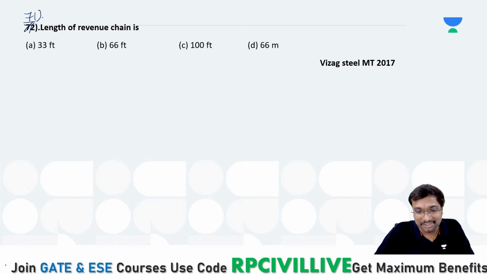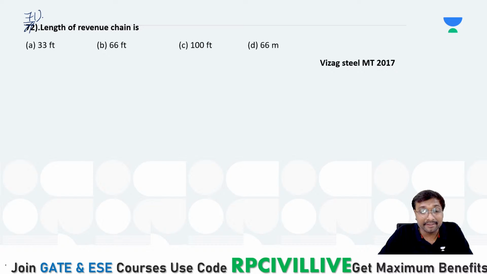Revenue chain. Which one is the revenue chain, all of you? What is the length of the Gunter's chain and what is the length of the revenue chain, if you just observe? A for Gunter's chain and B for revenue chain. Is it so, everyone? 33 for revenue and 66 for Gunter. Which one is correct? We have got confused in between.